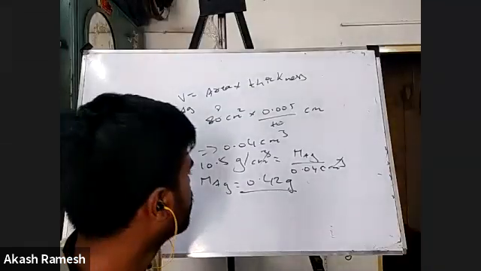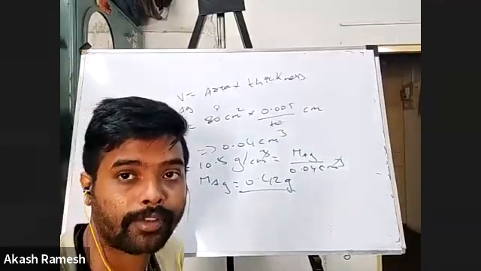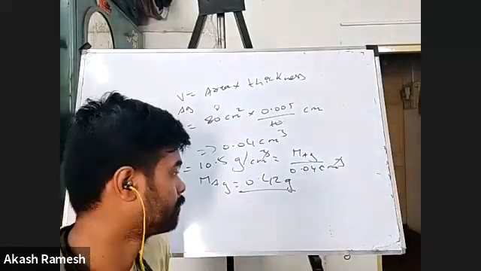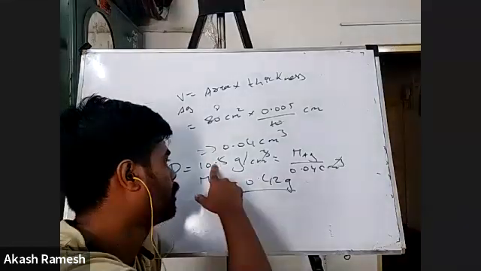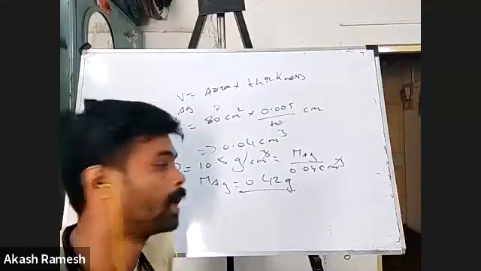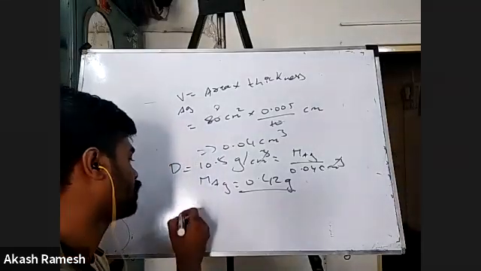So I'm getting 10.5 into 4. 105 into 4 is 420. So I have 1 point here, 2 points here. So it will become 0.42 grams. Okay. So yeah, now I have to go for the stoichiometry.